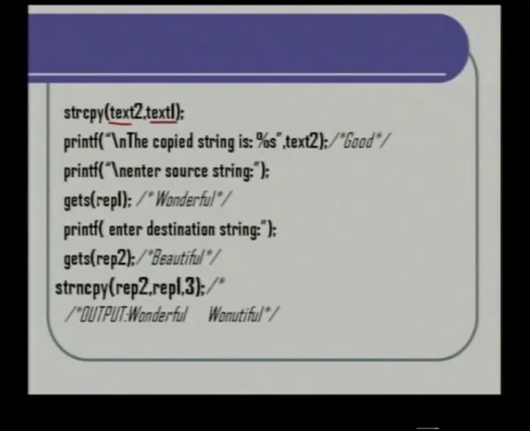For that we have a function called strncpy: destination first, then source, then the number of characters to be copied. So here rep1 is the source, which is nothing but wonderful, rep2 is the destination, which is nothing but beautiful, and 3 characters. So what happens, the first 3 characters will override the first 3 characters of beautiful. So this will be the output, WON. This first 3 will be replaced, UTIFUL. So this is how the output will be displayed. So here the output will not be displayed, it will only be copied.